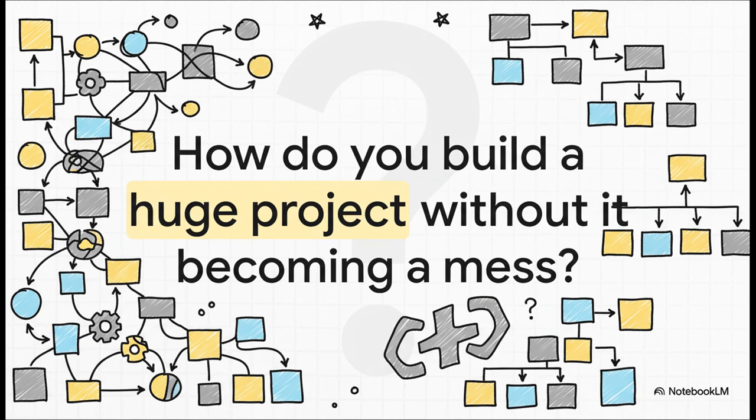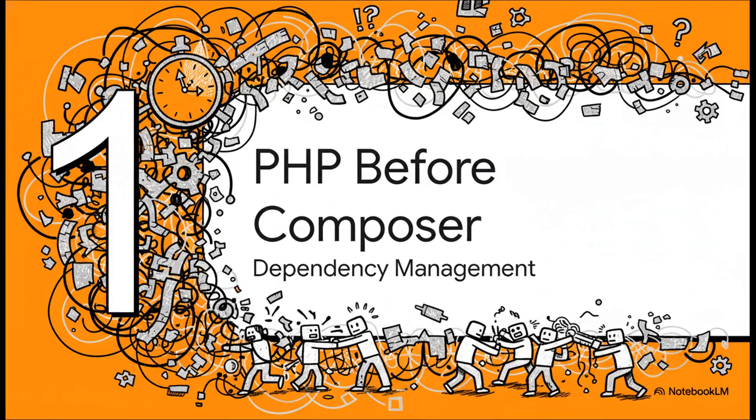As your projects get bigger and more complex, you start relying on more and more code from other people. So how do you actually manage all of those pieces, what we call dependencies, without the whole thing just imploding? To really get why Composer was such a game changer, we have to jump in our time machine and go back to what PHP development looked like before it existed. And honestly, it was kind of the Wild West, a real free-for-all.